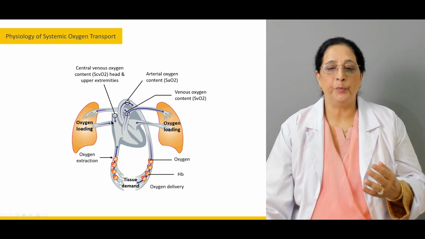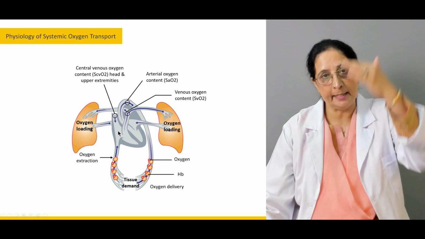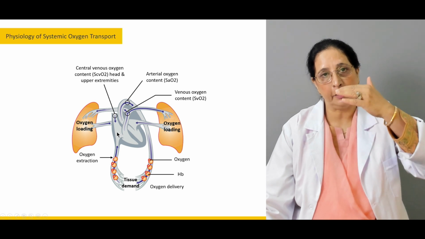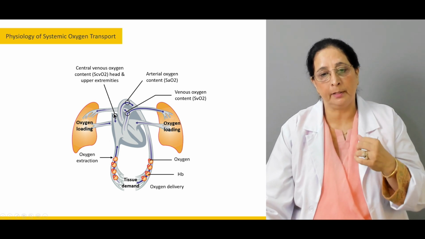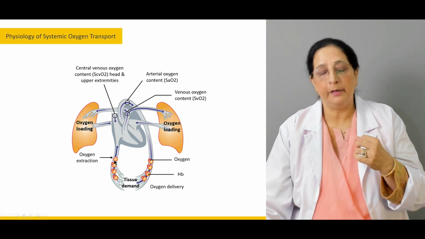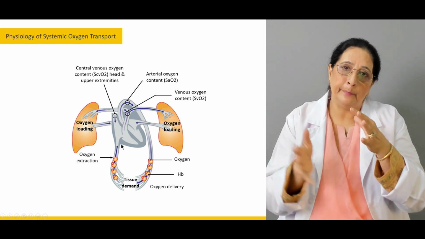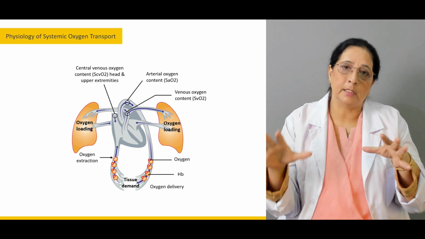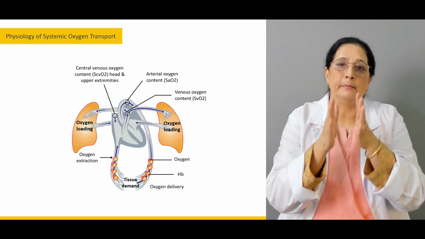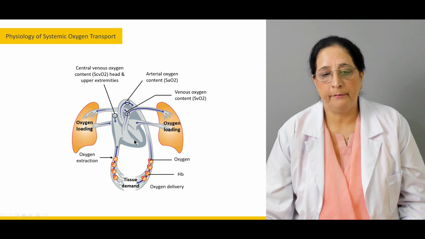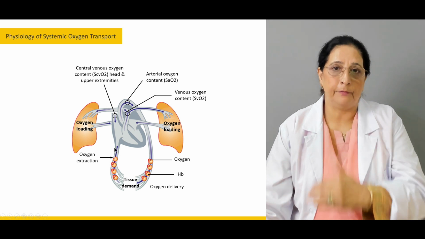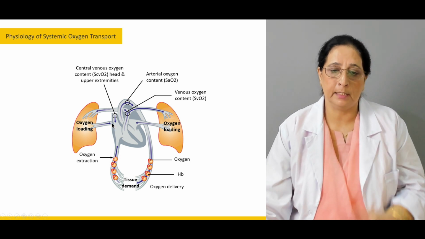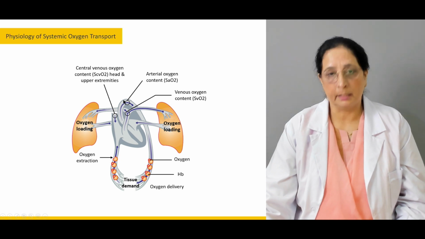So this is the superior vena cava, bringing the blood from the upper part of the body into the right atrium, and then this is the inferior vena cava. Once the blood is distributed and oxygen is delivered, the blood comes back to the heart through the inferior vena cava, again from the lower part of the body. So this is the circulation.